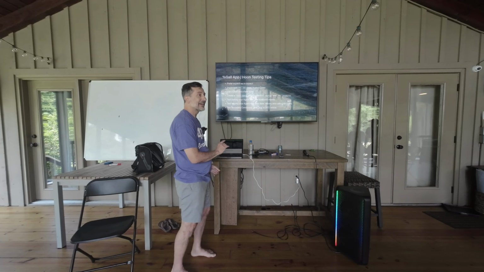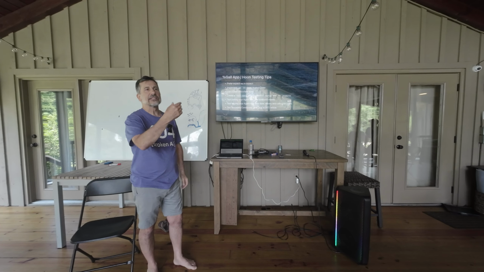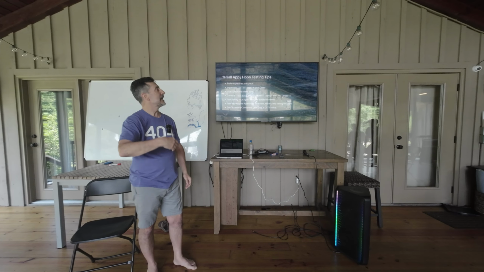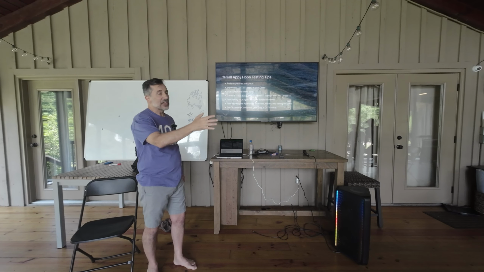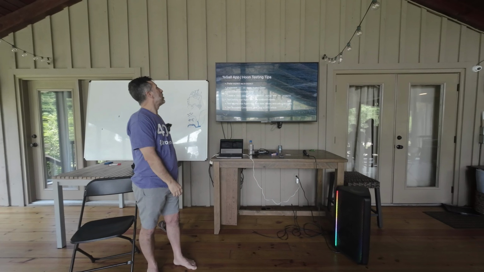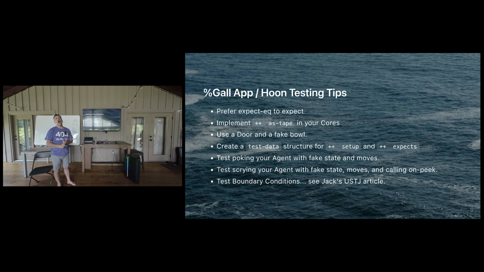All right, so now I'm gonna actually show, so I've been working a bit on unit testing based on some of the stuff LagRev has done. I've just got some general tips if you're testing Gall apps and general Hoon. Always use expect equal rather than just expect. It just gives you more information, right? It gives you one step before.